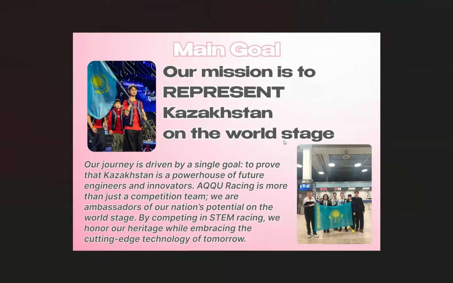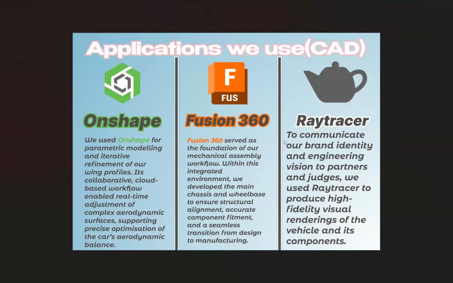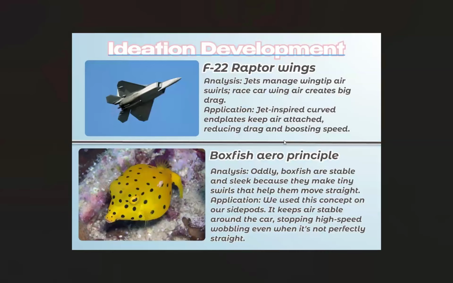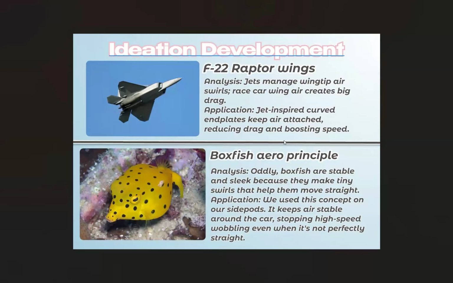So to start off, I'm going to show you the applications that we use, especially in CAD. They are Onshape, Fusion, and Ray Tracer from Autodesk. This is our first season in STEM Racing, so we didn't know what to do or how to build the car. We started with ideation and development, looking at drag race cars, the Formula E Gen 1 front wing, F22 Raptor wings, and the boxfish aero principle.